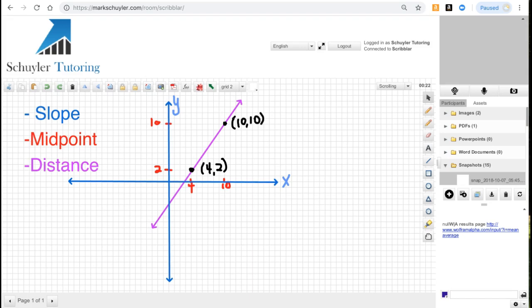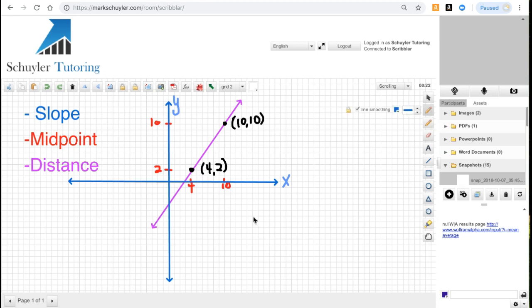Hi, this is Mark Schuyler, and today we're going to go over three vital formulas for the SAT and the ACT. You need to know slope, you need to know midpoint, and distance. Well, I've put a graph here that has allowed me to put in 2 points and label them clearly into the Cartesian plane. By the way, I love that word, the Cartesian plane.